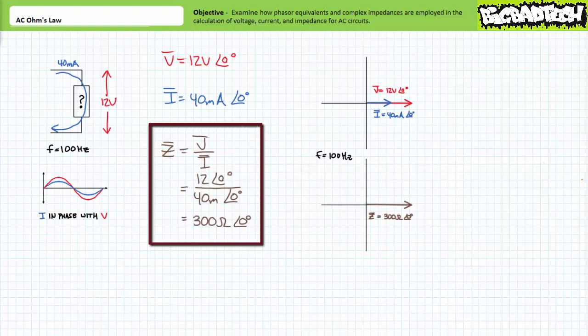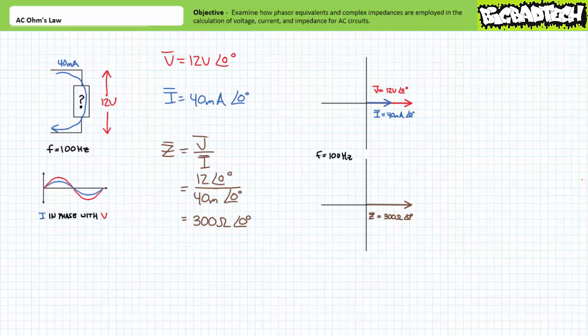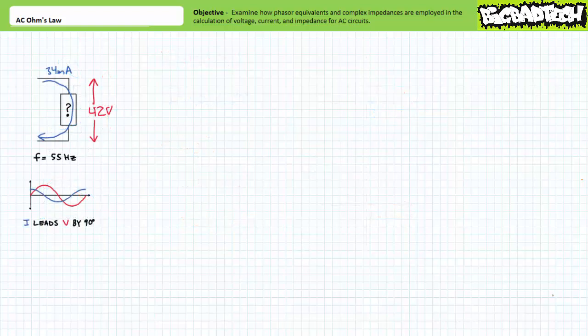Now, since we're being asked to solve for impedance, we divide the phasor equivalent voltage V by the phasor equivalent current I to solve for the complex impedance Z. Doing so yields Z equals 300 ohms at an angle of 0 degrees, where 300 ohms is the magnitude and 0 degrees indicates it's entirely resistive in nature. Frequency has no effect upon our resistive impedance, and we are reasonably confident the component value of our unknown element is 300 ohms.